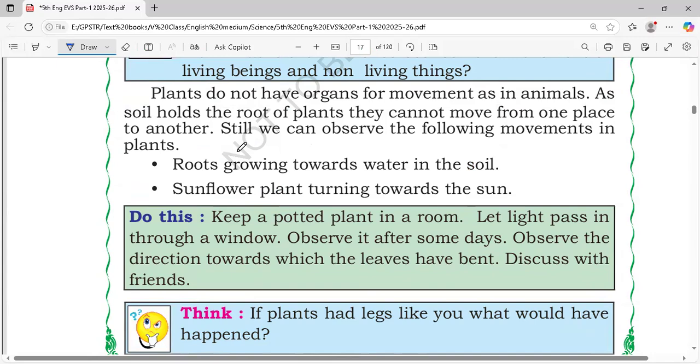See, still we observe the following movement in plants. Plants also move. Roots growing towards water in the soil indicate that plants move. Sunflower plant turning towards sun. This indicates movement of plant.